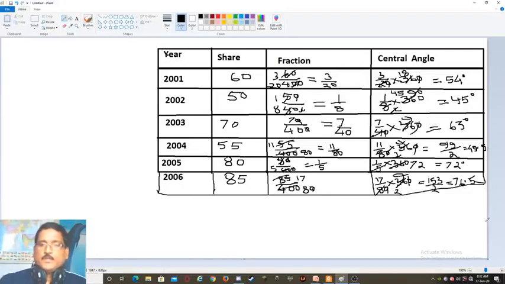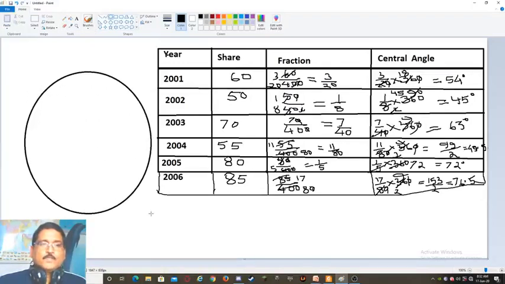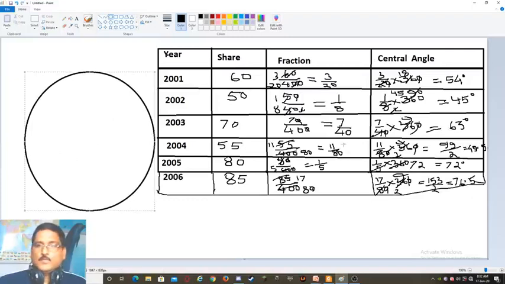Okay, this. So you have drawn these six. After that you will draw a big circle, for whatever the six pieces of information are. Okay, so now take a center here.